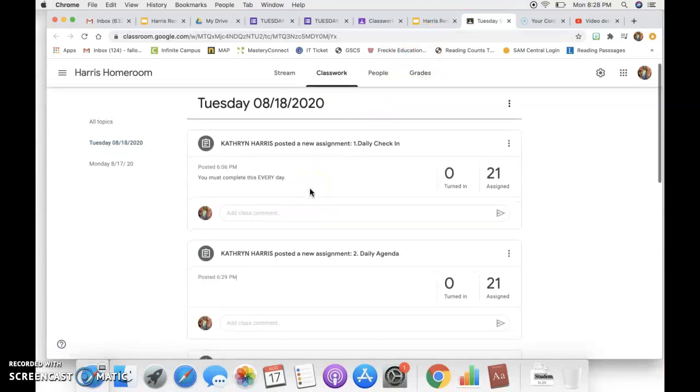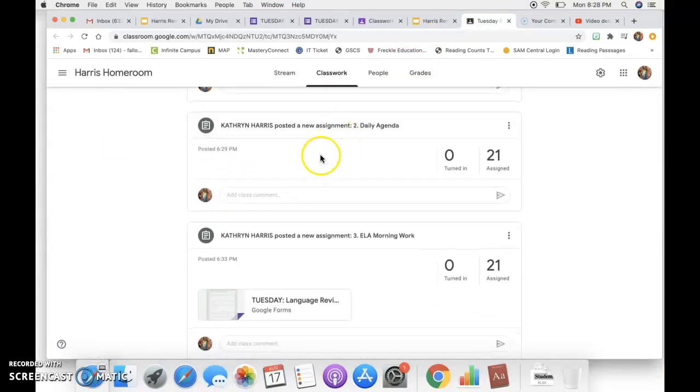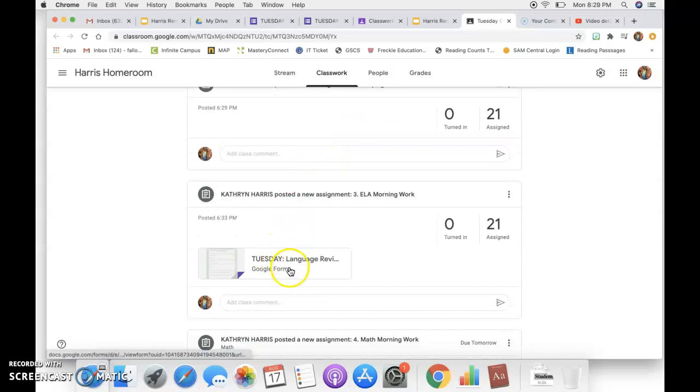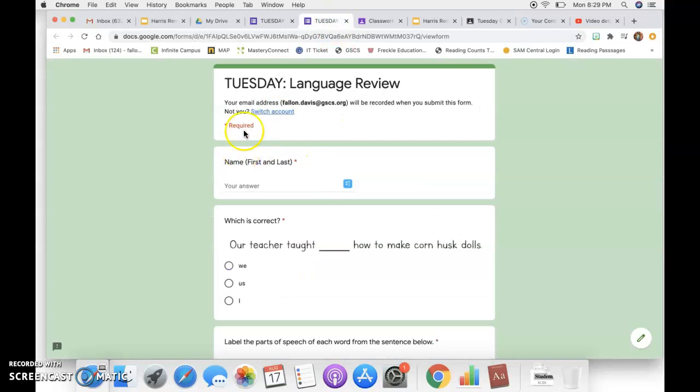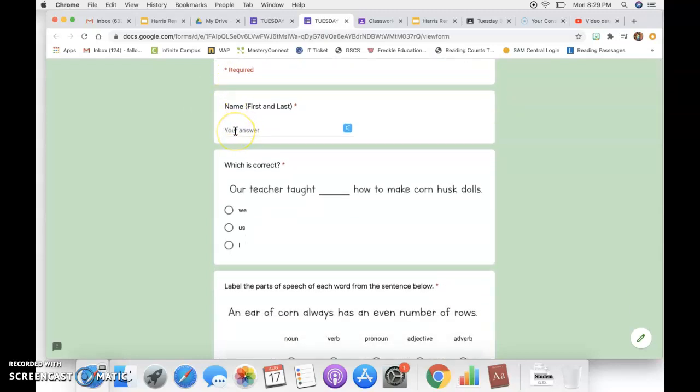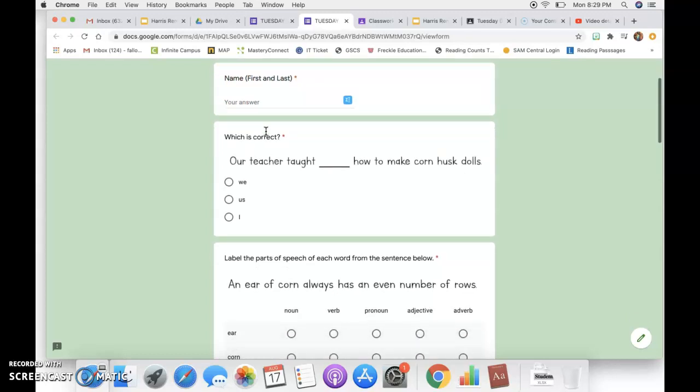When you do that, your day is going to come up and you can scroll down to ELA Morning Work, and it is going to pull up a Google form. The Google form looks like this: Tuesday language review, or whatever day it is. The first thing you have to do is to type your first, notice it says first and last name, and you'll also notice that there are these little blue boxes. That is for math. It launches an app that helps you do equations, so you do not need those for the ELA morning work, but they are there.